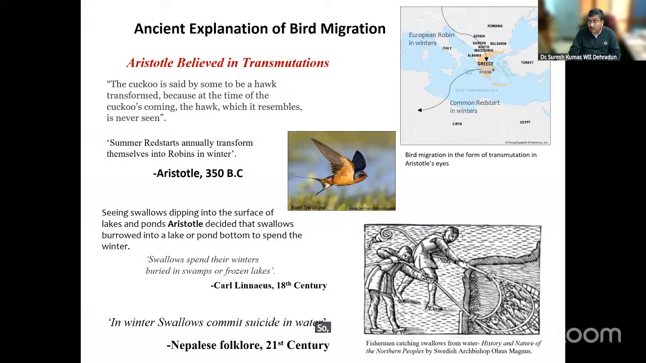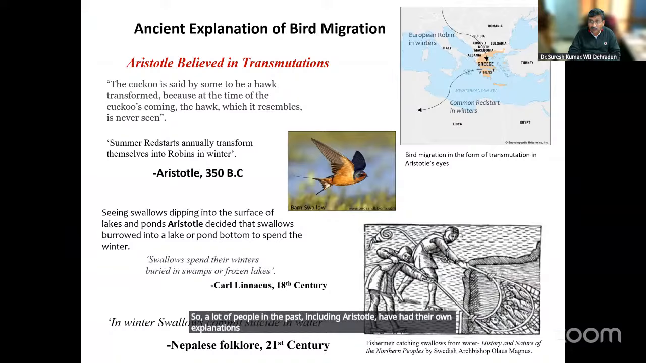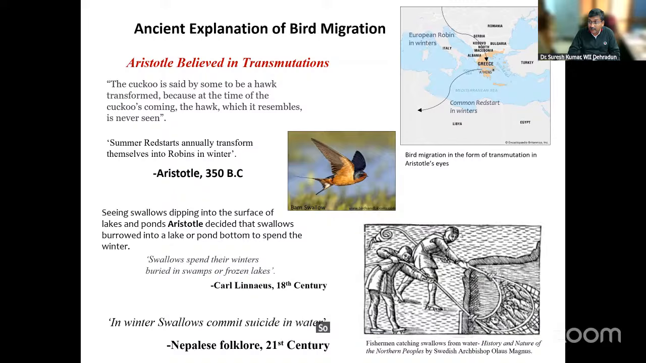A lot of people in the past, including Aristotle, have had their own explanations of what happens with these birds that are migrating. He believed that birds undergo transmutations. So in summer, the redstarts annually transform themselves into robins in winter. This is what was the general thought process. Of course, this is way back in time when people would hardly move from one place to another.